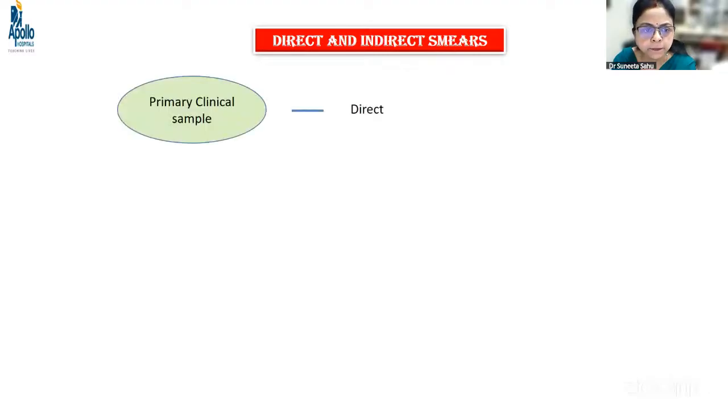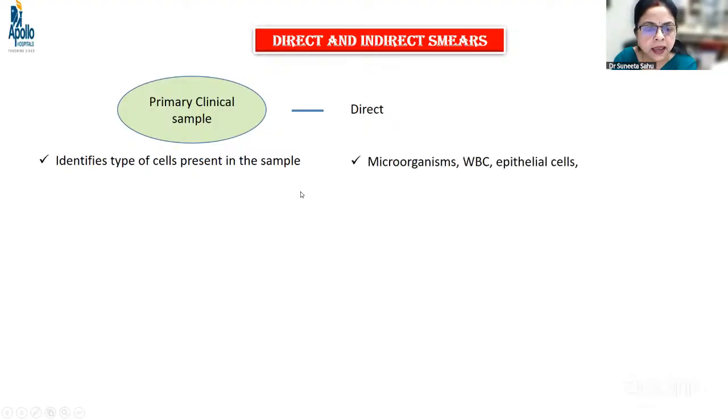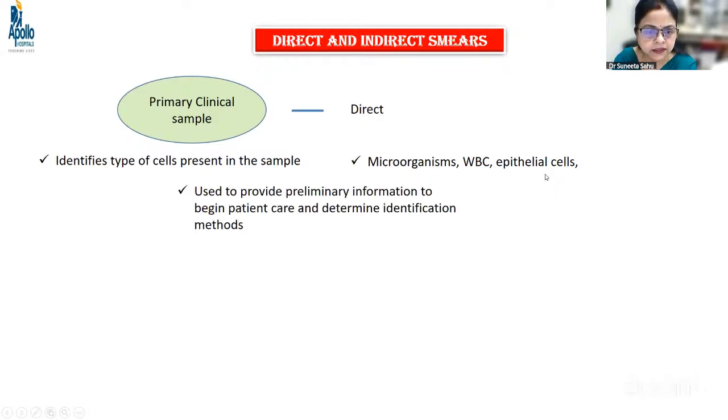So a little bit about the direct and indirect smears when we are talking about microscopy. Now primary clinical sample, when we make a smear, that is a direct smear, and the use of it is it identifies the type of cells present in the sample and the microorganisms, the white blood cells and epithelial cells. It is used to provide preliminary information to begin patient care and determine identification method.